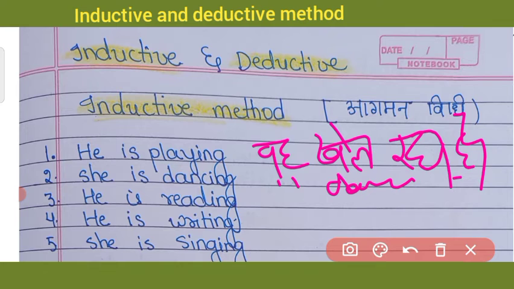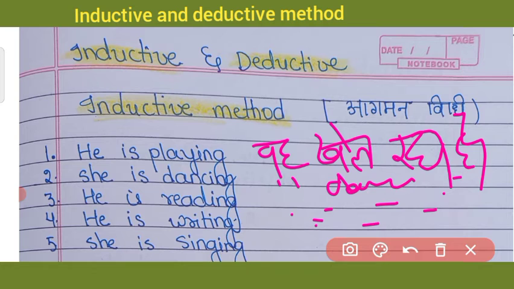Like this, the teacher will explain everything like this. Then after this, students will learn the concept that if any person is doing anything continuously, then we also have to add ing. So students will get that idea. First, the teacher is directly giving examples, like 5 examples the teacher has given here.